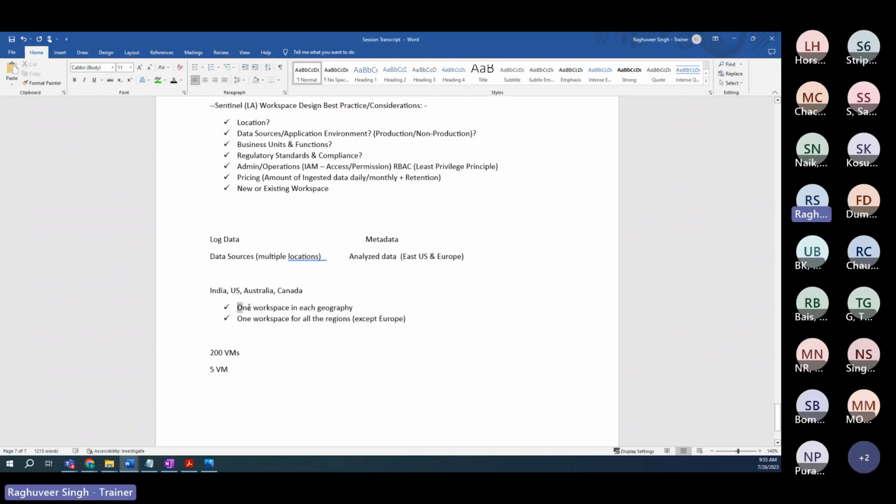So though I say that you should create one workspace in each geography, it is directly dependent on the amount or volume of data which is coming from that geography. If you feel that there are only limited data sources, not a substantial number, do not create a workspace for that geography. Then you should rather use an existing workspace in the nearby geography.